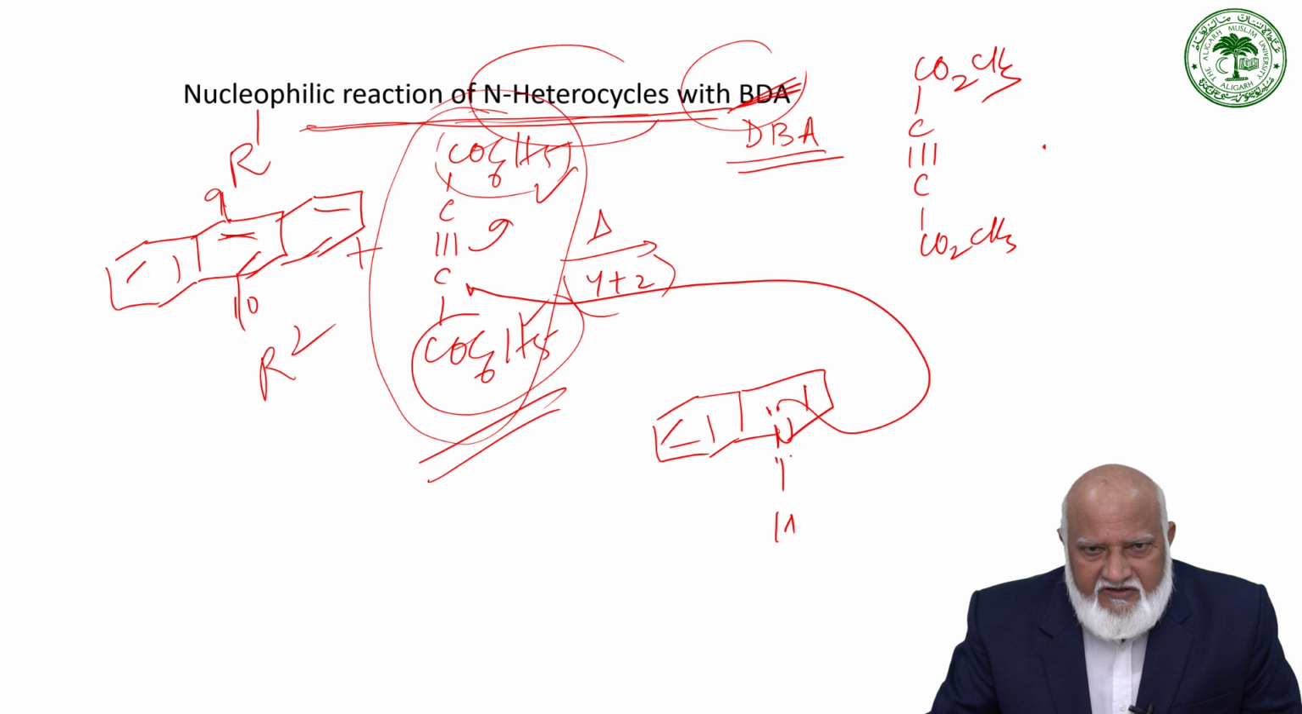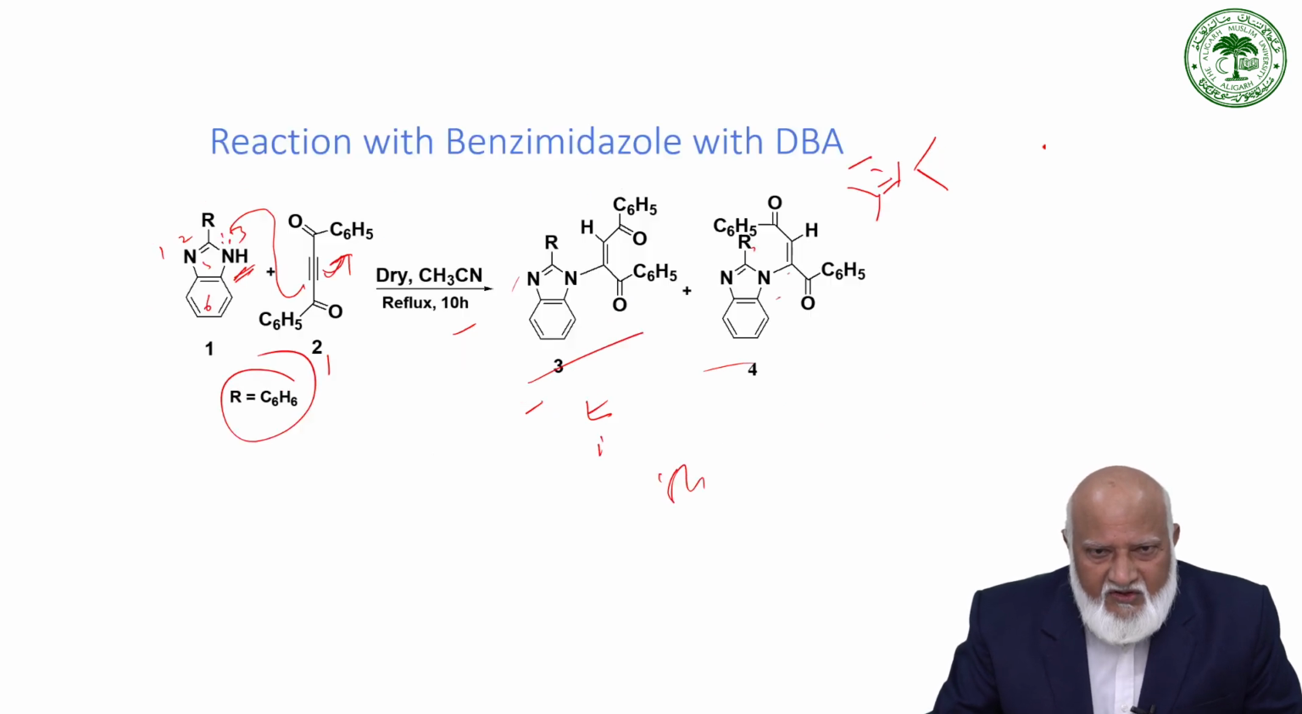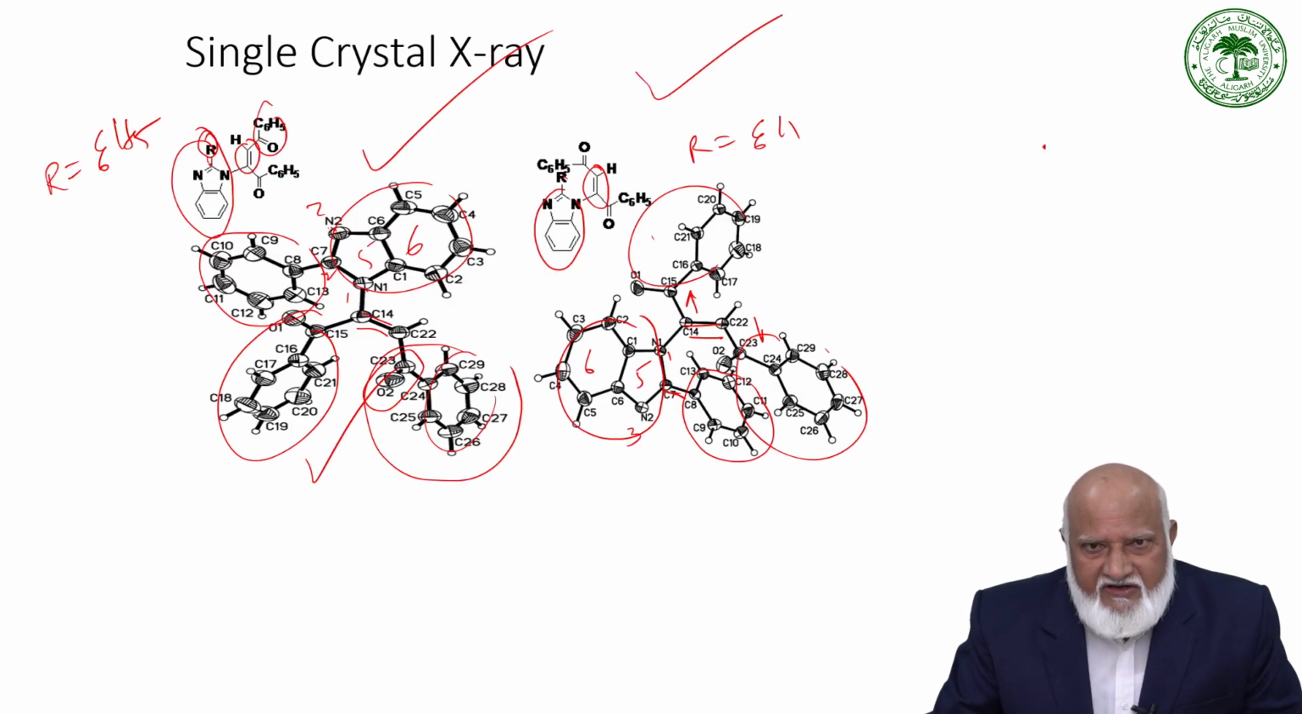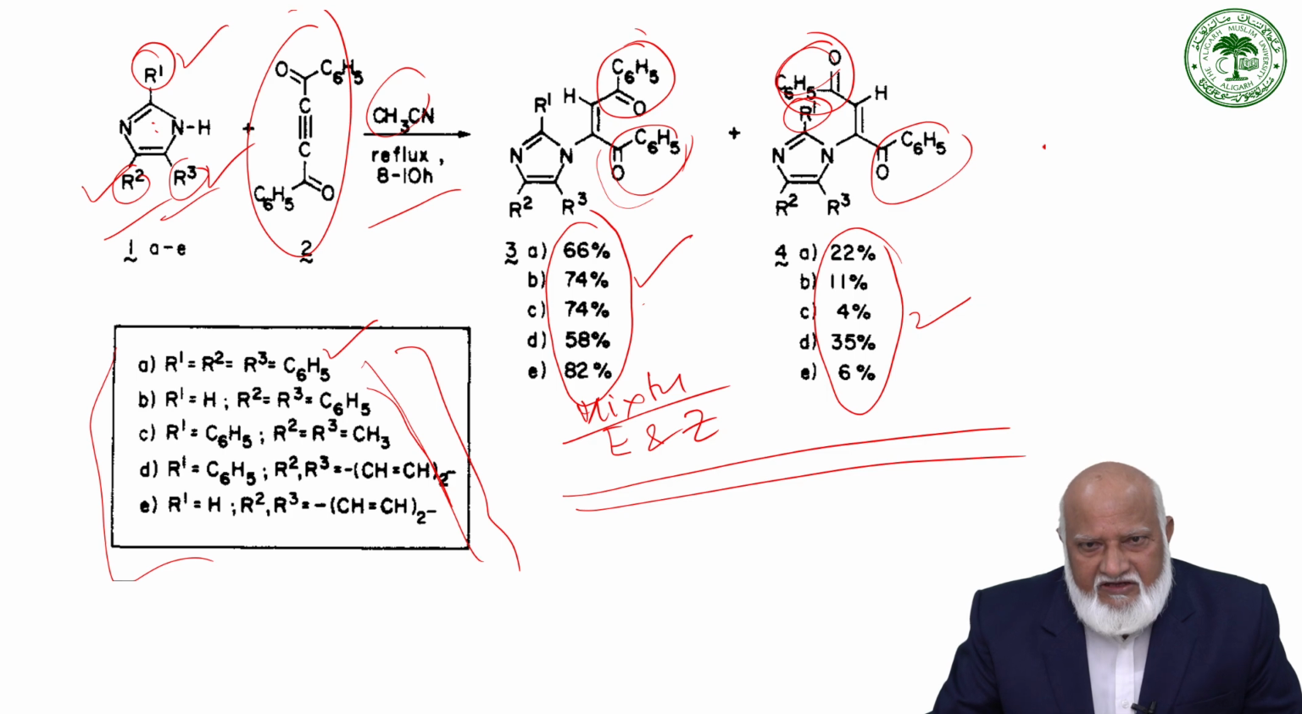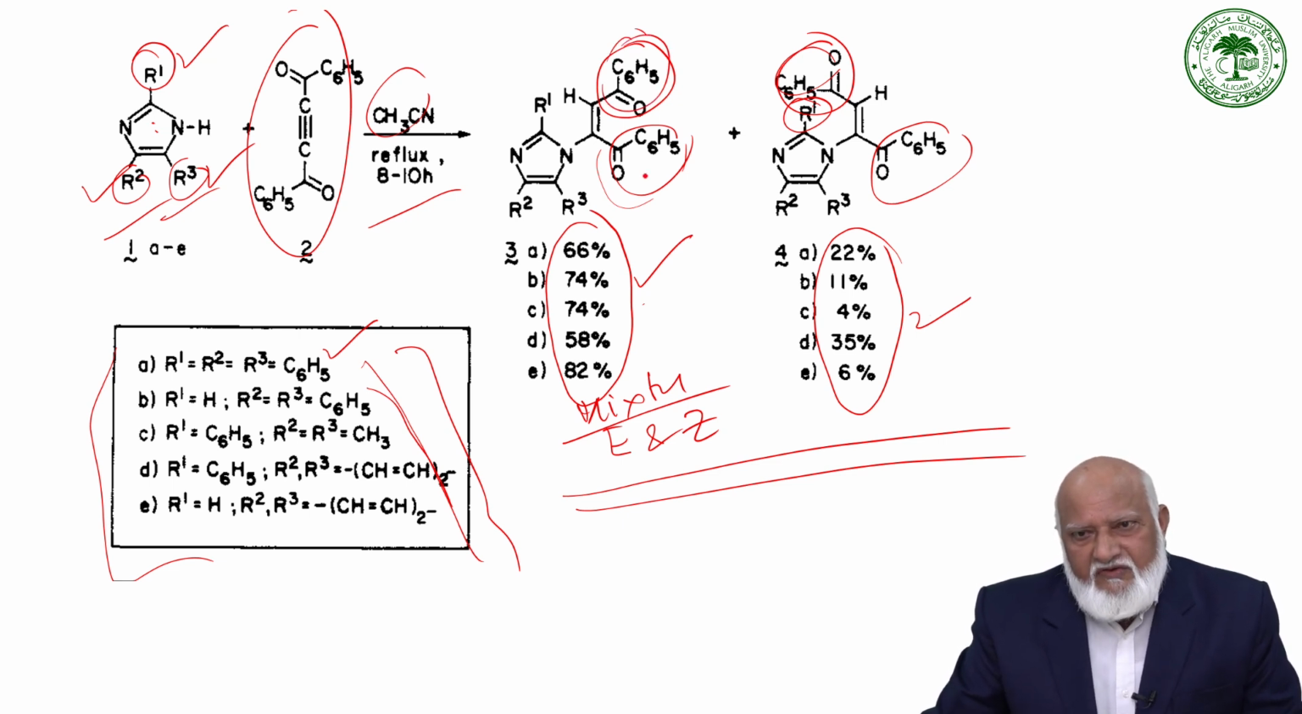So this is very interesting. The dibenzoyl acetylene adds to imidazole in a nucleophilic fashion, giving rise to E/Z isomers. The E/Z isomer structures have been well confirmed by single crystal X-ray. The yields of the isomer where the 2 benzoyl groups are on the same side are much higher as compared to the other one because of the steric hindrance between the benzoyl group and the substituent present as R1.